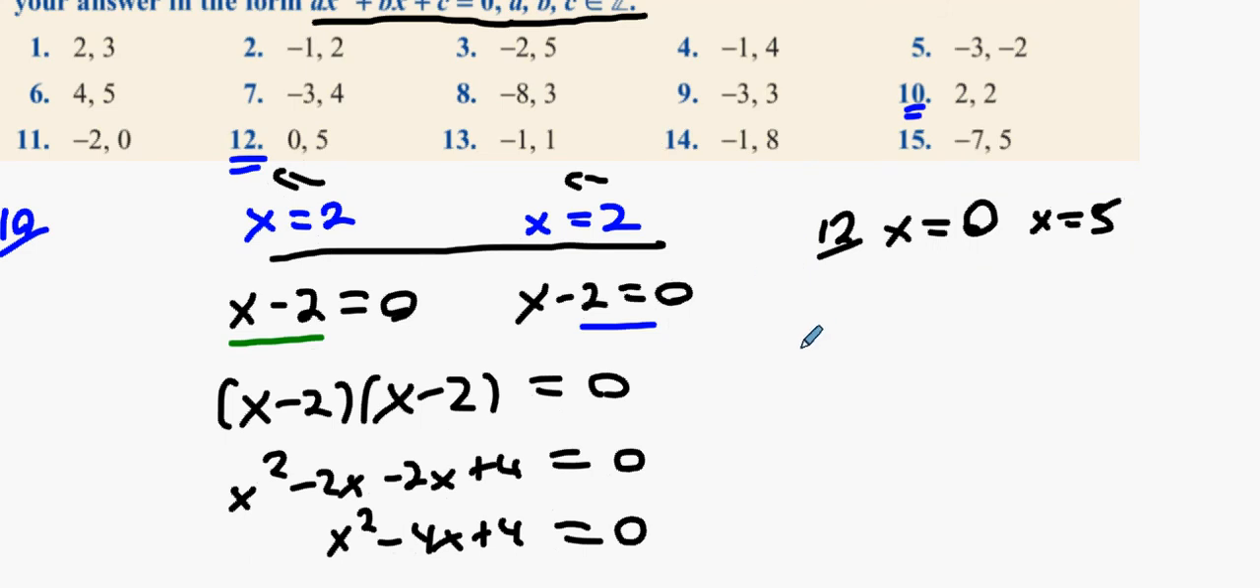I could say x plus 0 equals 0. But there's no need, is there? No. Just leave it. Just leave it alone. And what about the other one? X minus 5 equals 0.